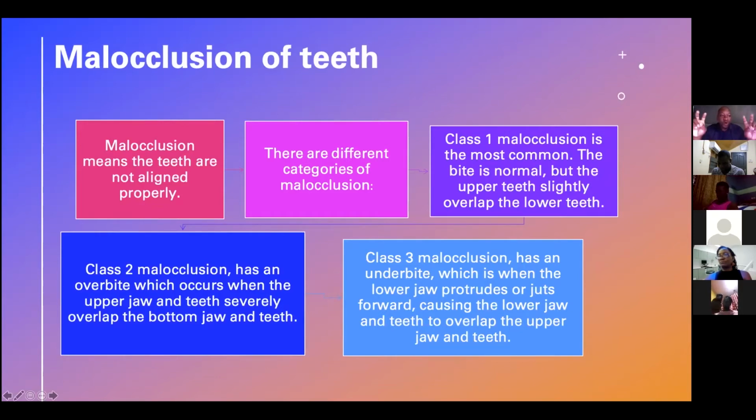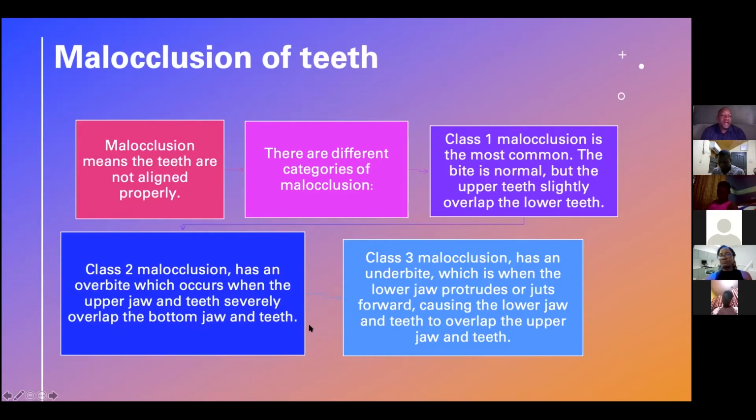We say normal because when it comes to orthodontics, we're talking about aesthetics. We're talking about how the patient looks facially and physically. Even though there are underlying issues in terms of oral health care and chewing and speech and so forth, primarily we're talking about aesthetics, how the patient looks. Class 2 malocclusion has an overbite, which occurs when the upper jaw and teeth severely overlap the bottom jaw and teeth.